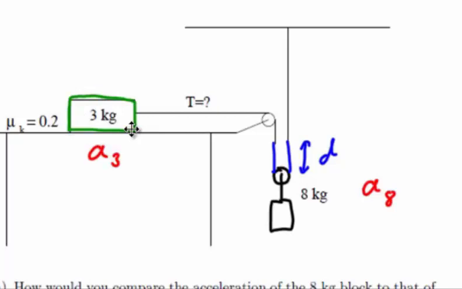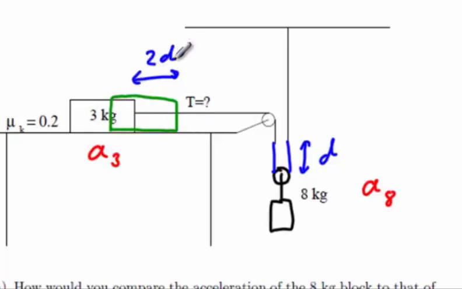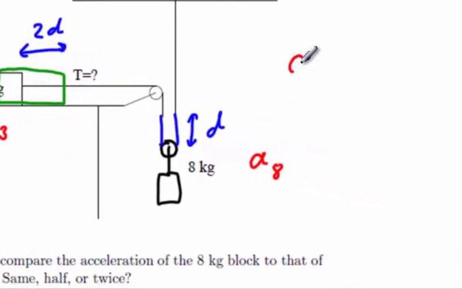This means that when the 8 kilogram mass moves by a distance d, the 3 kilogram mass must move by a distance twice d in order to have supplied that much string. Therefore, the 3 kilogram mass will always be moving twice the distance of the 8 kilogram mass. It will therefore at any moment have twice the velocity, and it will also have twice the acceleration, so that A3 is twice A subscript 8.